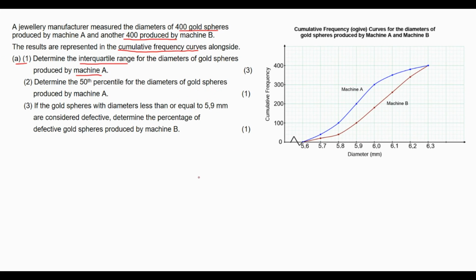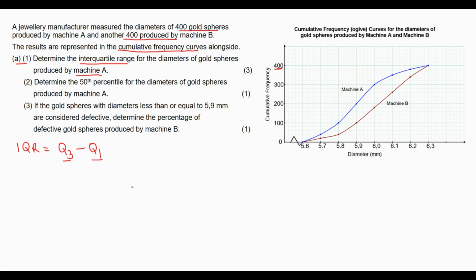Right? How do we find the interquartile range? Remember that the interquartile range is equal to the upper quartile Q3 minus the lower quartile Q1. Then from the cumulative frequency curve, how do we find the upper quartile and the lower quartile? Remember that the last cumulative frequency value gives you the total number of data items.